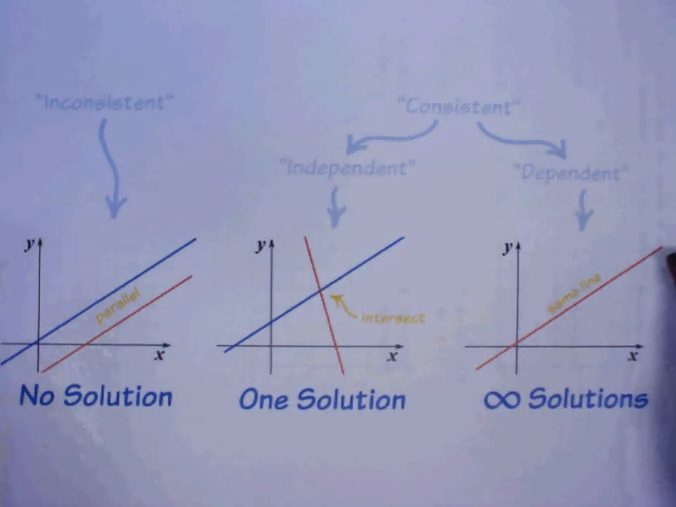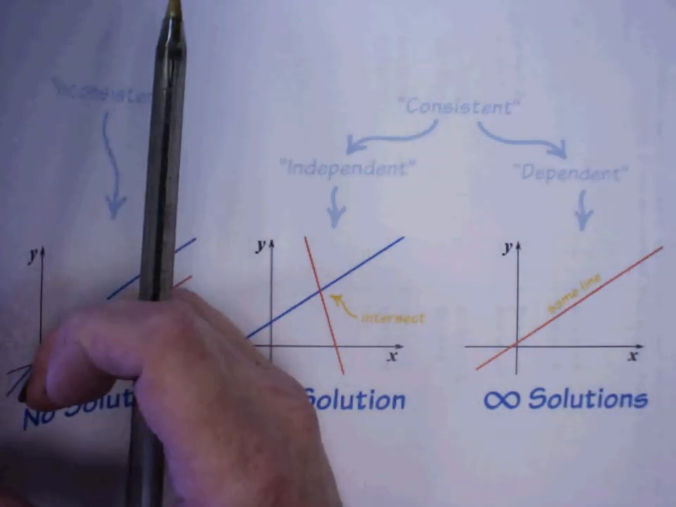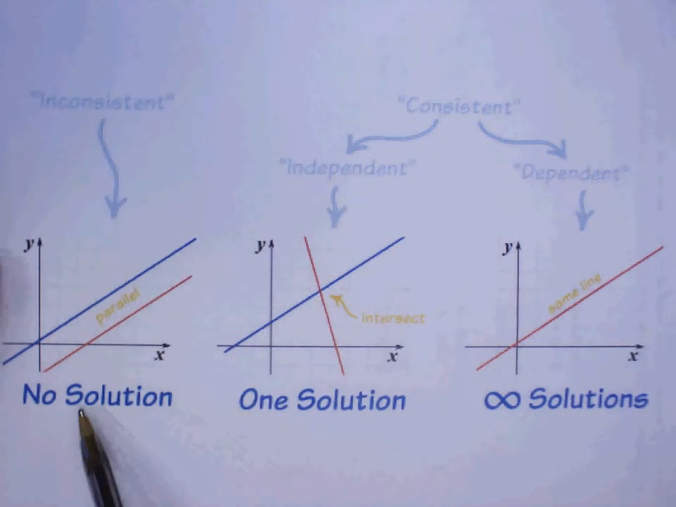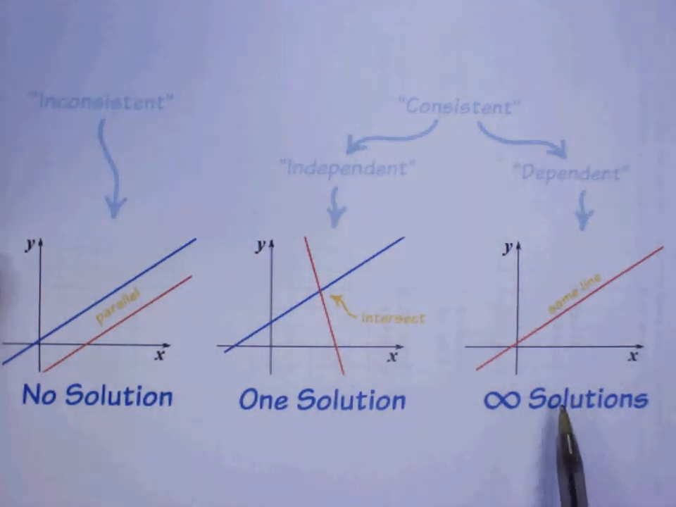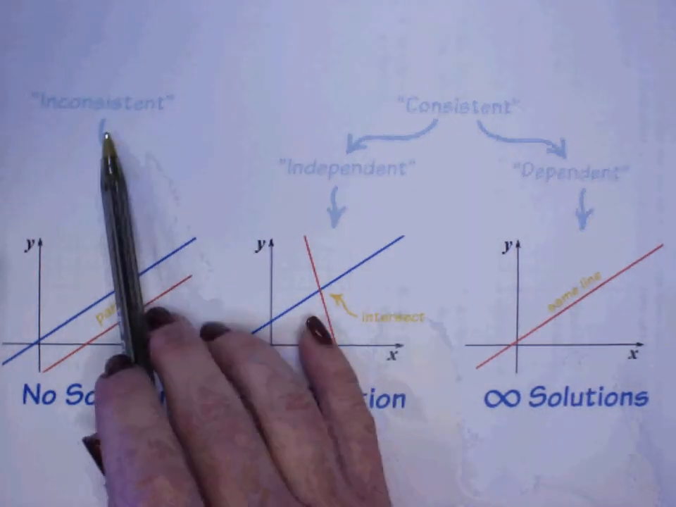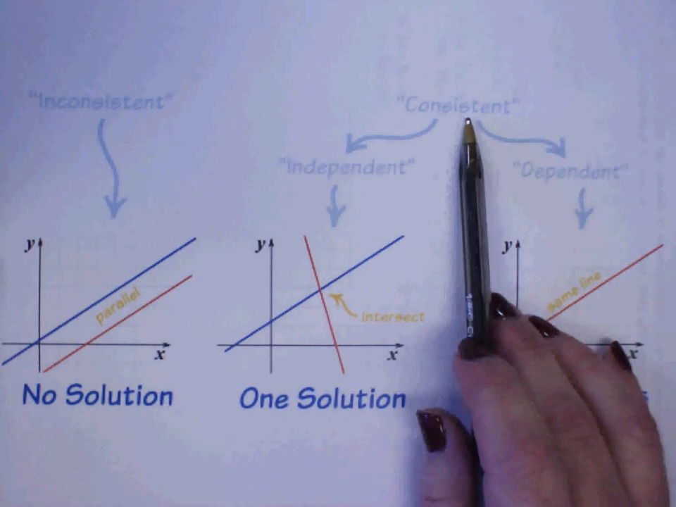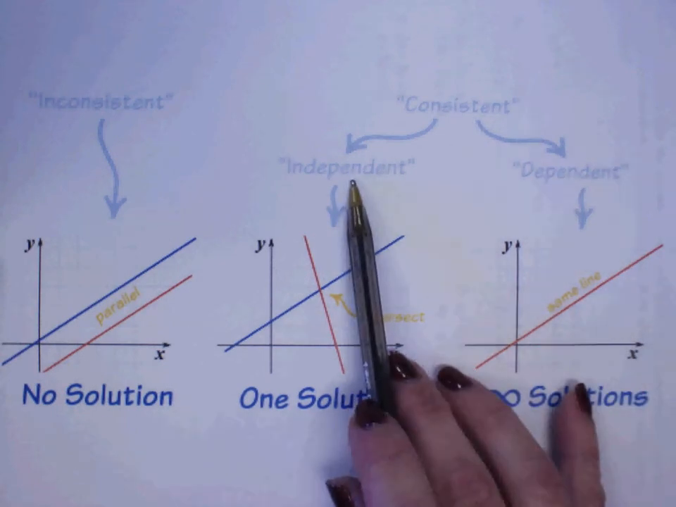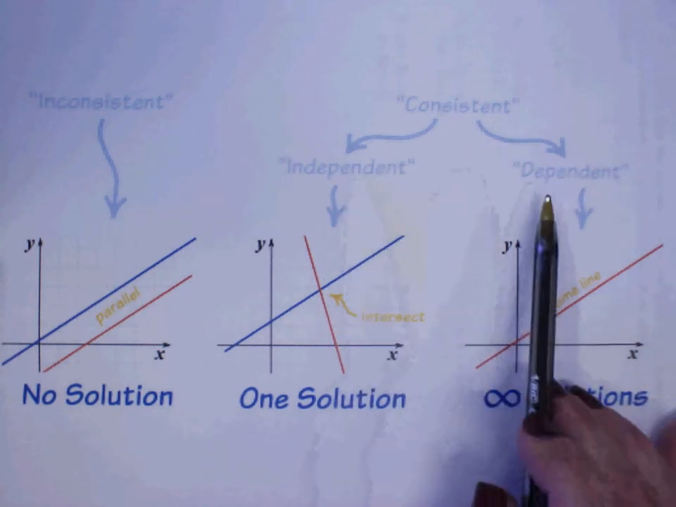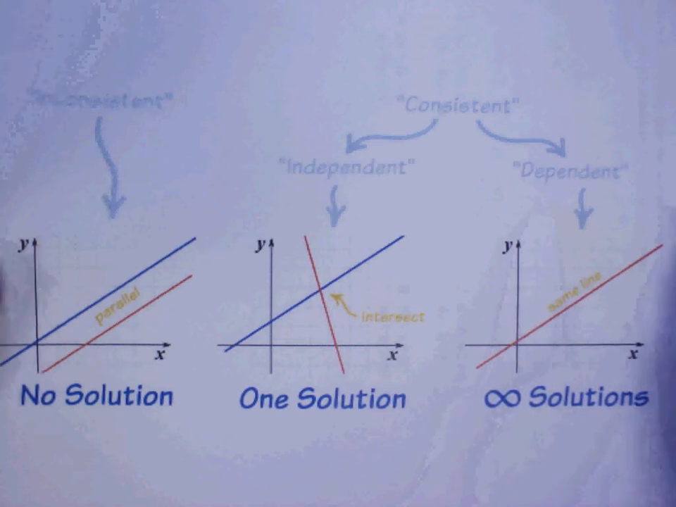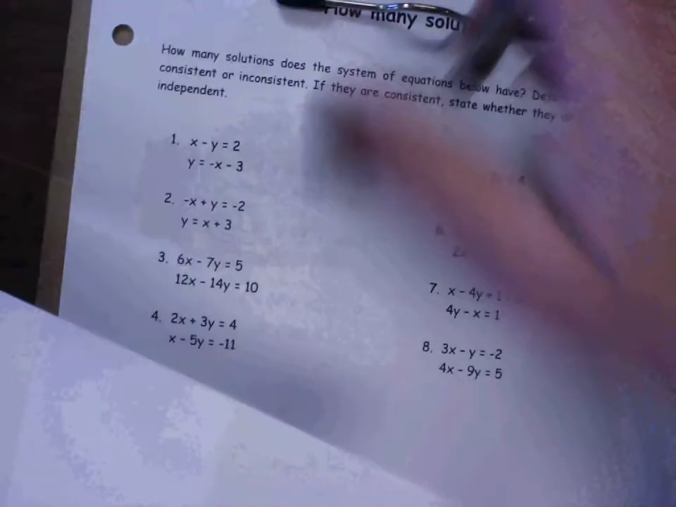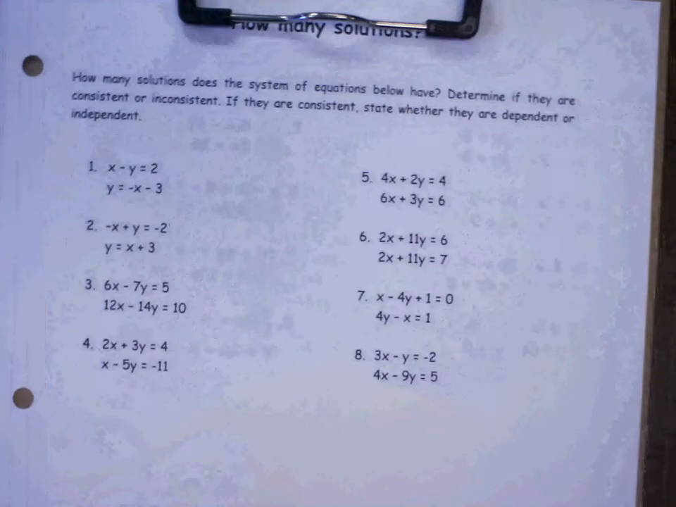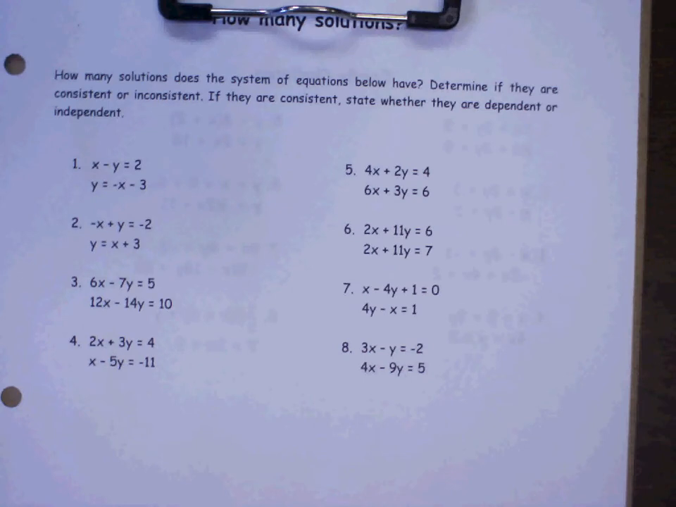So I'm going to keep this handy so that we can identify if the lines have no solution, one solution, or an infinite amount of solutions, and if they're inconsistent or consistent. And if they are consistent, they need to be classified into independent and dependent. So have this out so that we can do this together.